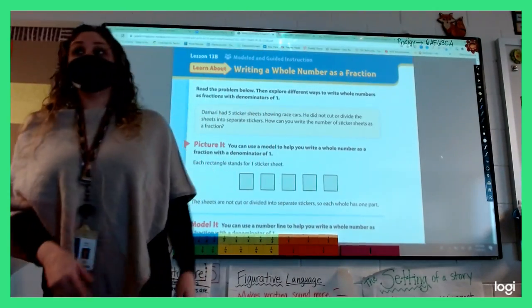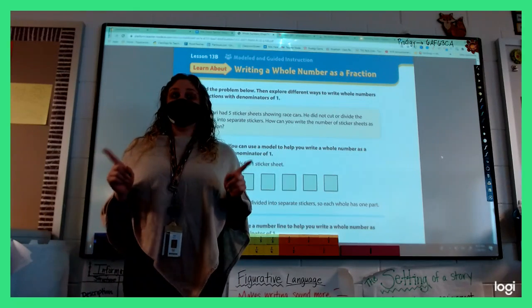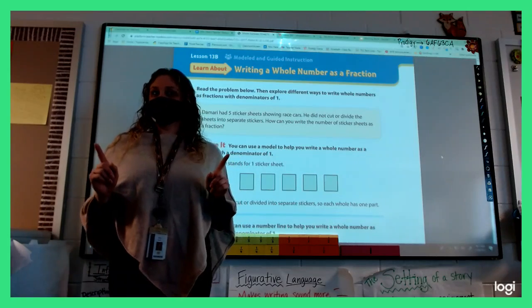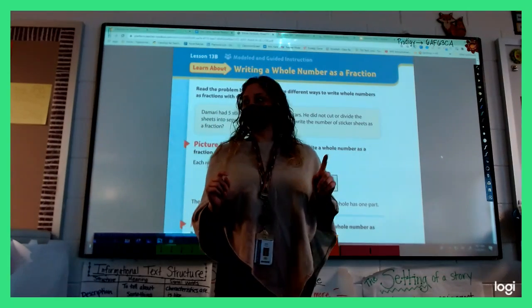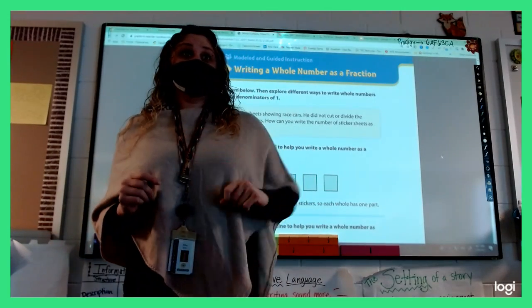We are continuing to work on improper fractions. Does anyone remember what those are from yesterday? 2 people remember, 3, 4 people, 5 people, 6, 7, 8, 9. Wow, okay, I hope you remember at home. Abby, what's an improper fraction?